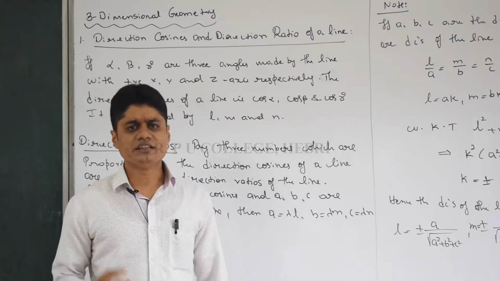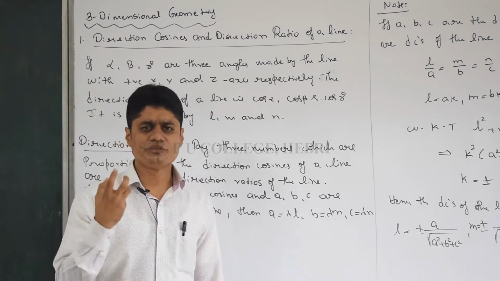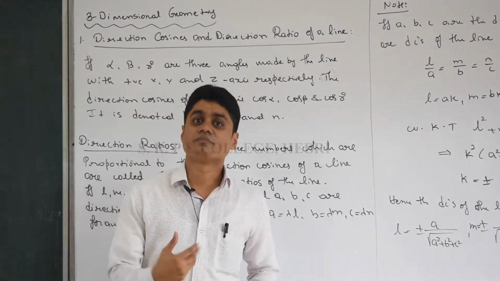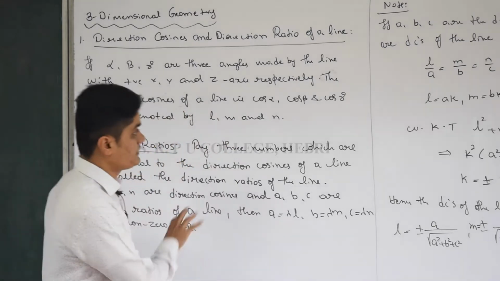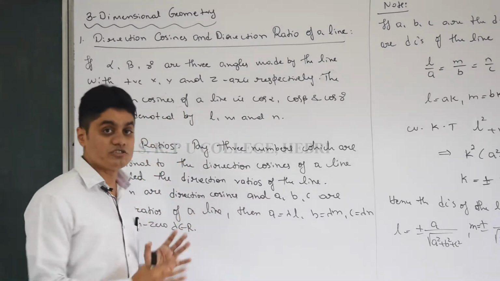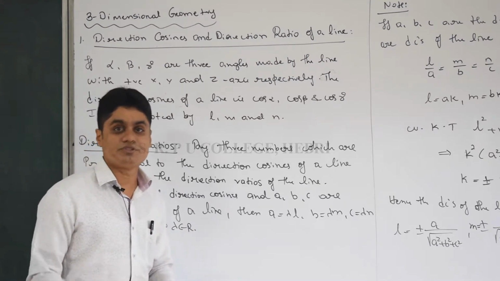But you can observe here, we are not using much from the first PUC 3D geometry. We are using more from the vectors. So immediately after vectors I am taking this chapter, okay. The reason is we are using more concepts from vectors than from the first PUC 3D geometry.